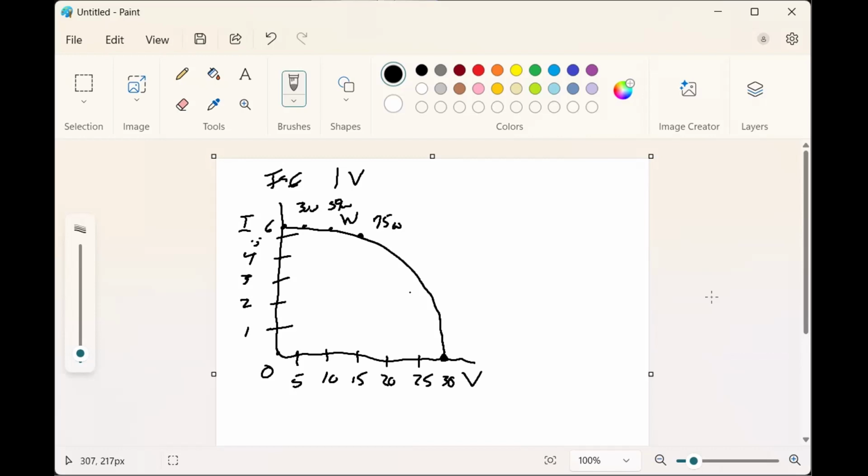We come out here to 20, and let's say it's 20 and 4. Well, now we're at 80 watts. So you see, as we've added voltage, the watts, the power has continued to increase. But now we jump out here to 25, and let's say it's right at 3. Well, 25 times 3 is 75 watts.